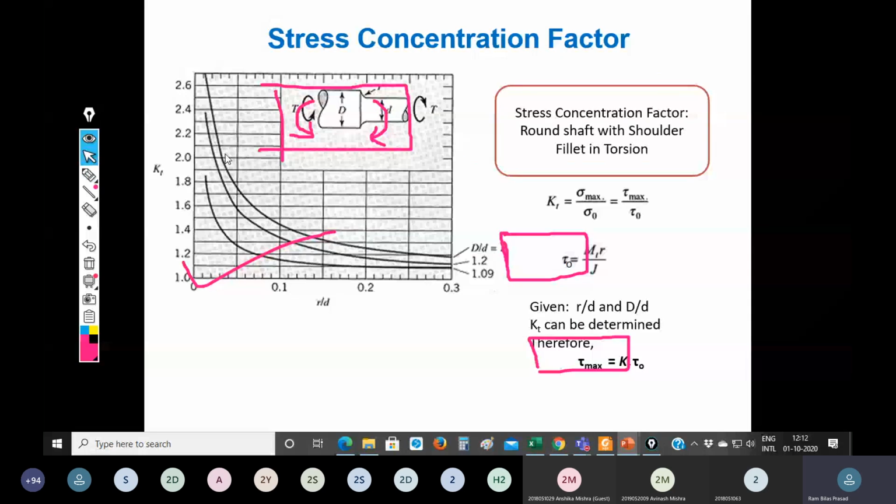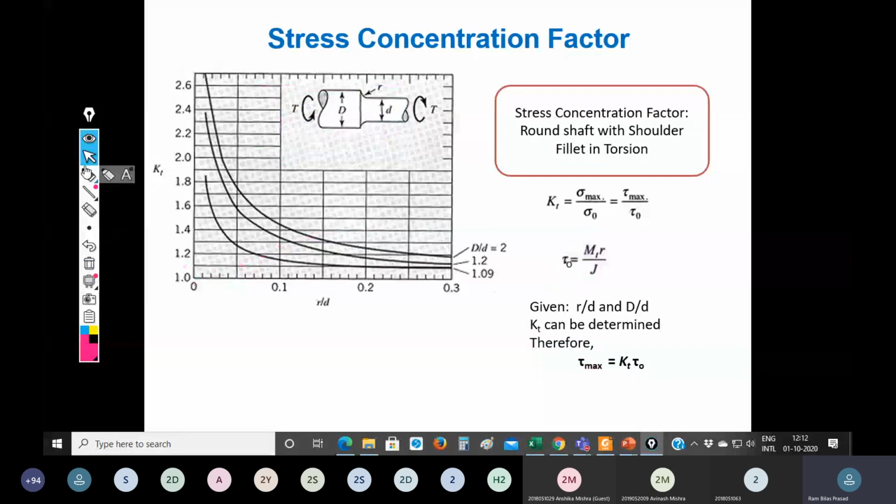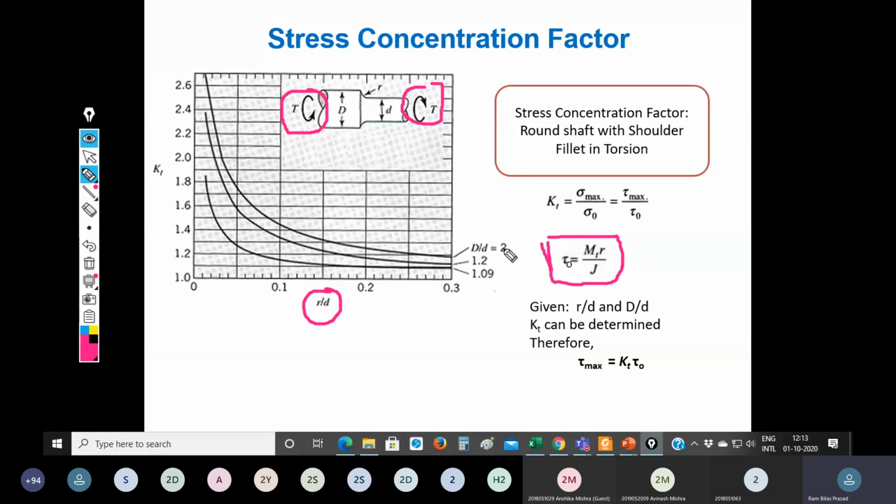Right, and then this is for twisting. So here you have a torsion, a twisting moment, and in the case of twisting moment you have to find out tau, which is given by Mt r by J, right, and Kt you can determine from the r by d and D by d ratio. Using this you have to make the plot and determine the value of Kt, right, and then you can find out tau max.